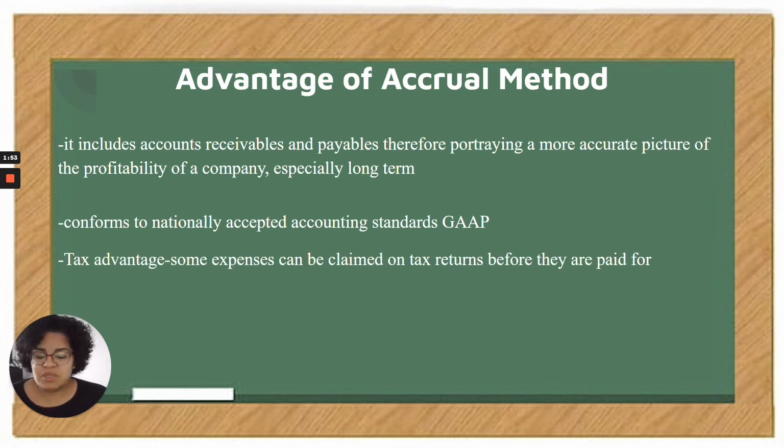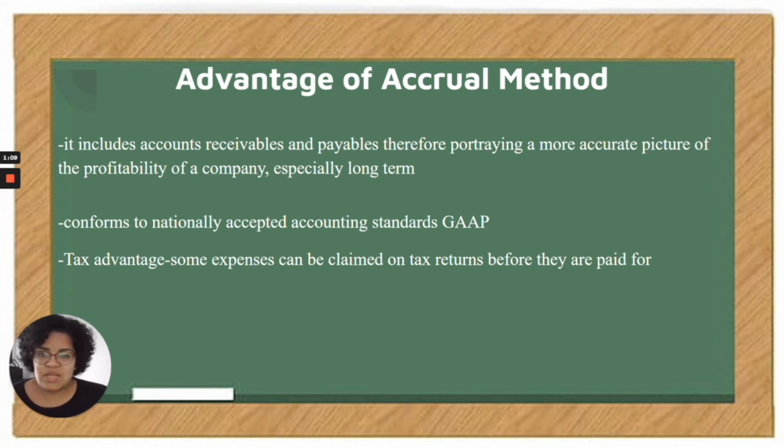Just like we mentioned before that the cash method has a tax advantage, so does the accrual method. In the accrual method, expenses can be claimed on tax returns before they are paid. Back to the Staples example, if you charge expenses, say December 20th, and you charge it on a credit card and you're not going to pay off those expenses until January, because the expense happened in December, it will be claimed in the current year, not in next year's expenses.